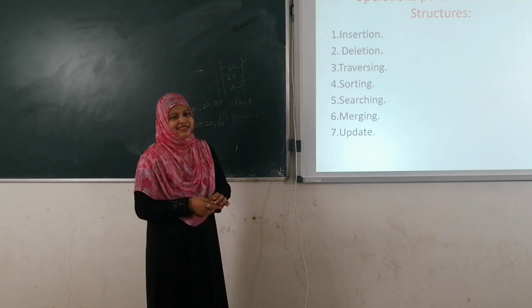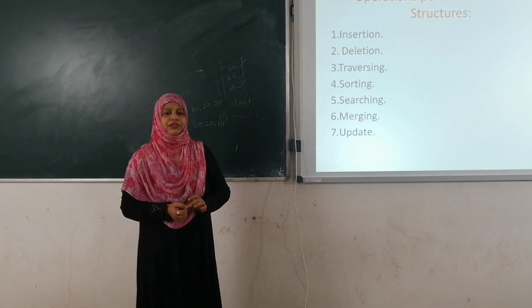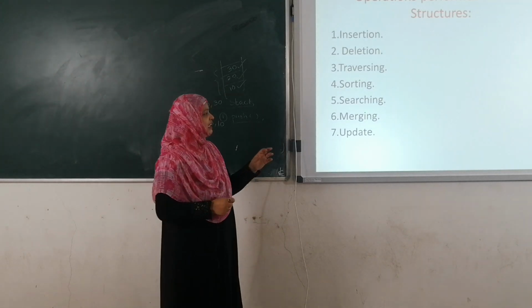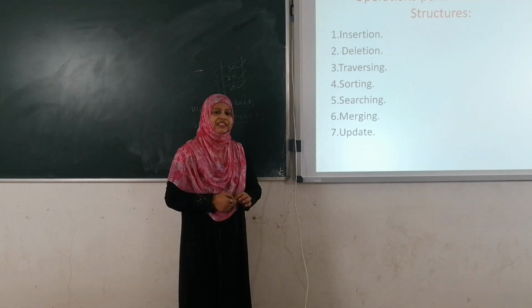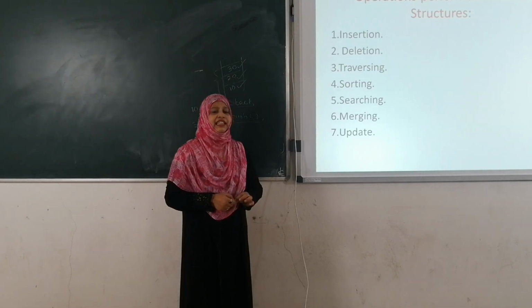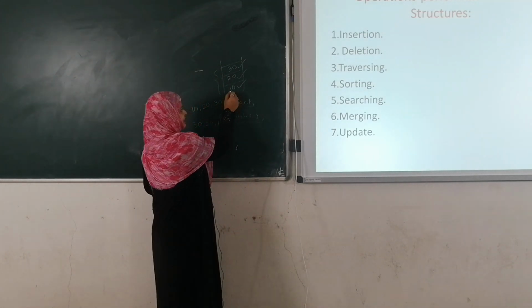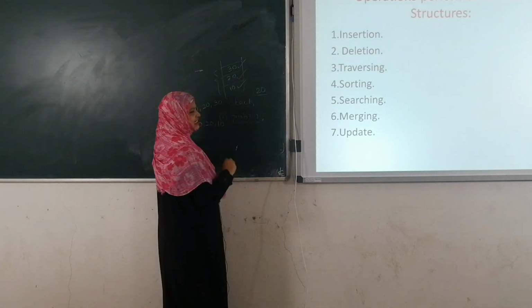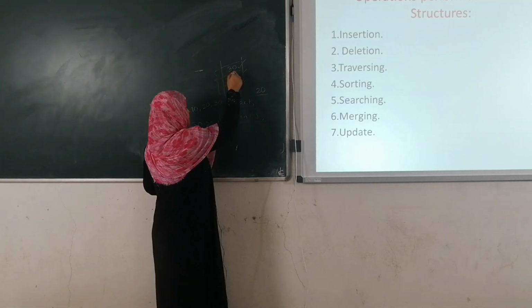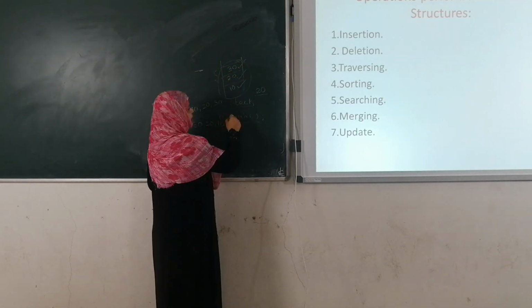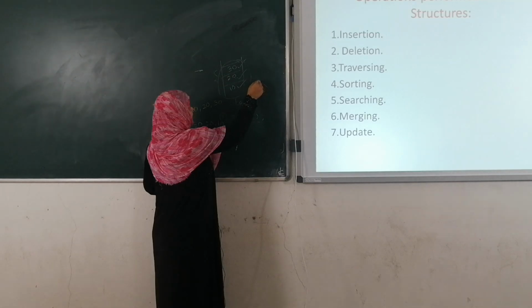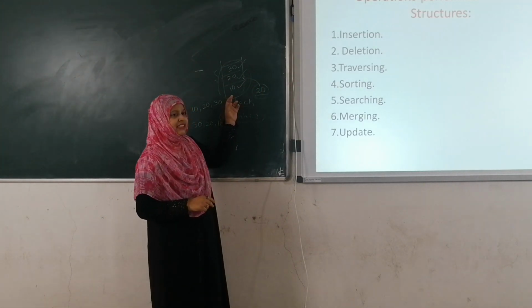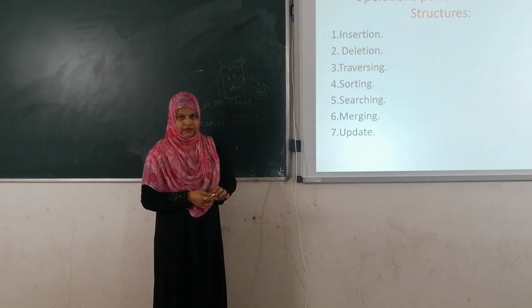Next basic operation is searching. Searching means we check, by using a function, whether a particular element is present in the data structure or not. For example, in this stack 10, 20, 30, I search whether the element 20 is present. If 20 is present in the data structure, then the search is successful. If 20 is not present, then the search is unsuccessful.